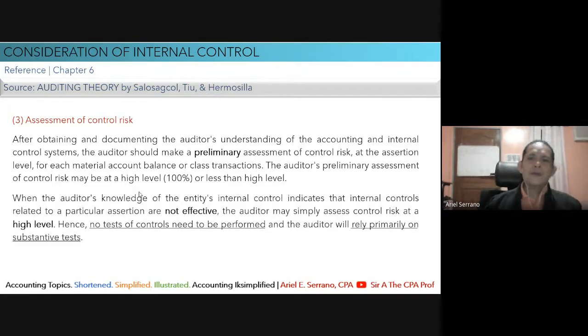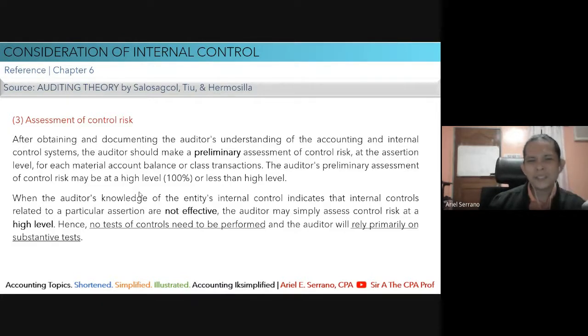Now, when the auditor's knowledge of the entity's internal control indicates that the internal controls related to our particular assertion are not effective, the auditor may simply assess control risk at a high level. Pag ganito yan, ito na yung sinasabi ko kanina, yung tanong ko. Mamaya, malalaman natin kung optional ba or required ba. Hindi ko na maalala yung eksakto na nasabi ko kanina.